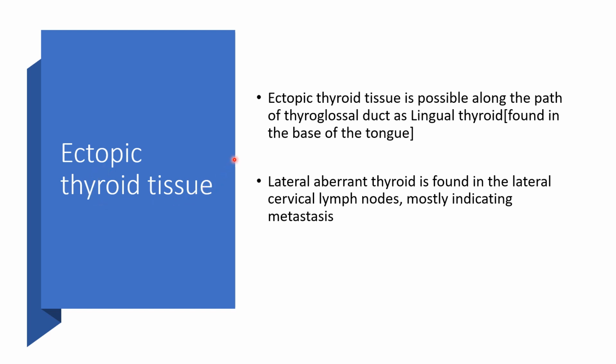Ectopic thyroid tissue. Ectopic thyroid tissue is possible along the path of the thyroglossal duct, as lingual thyroid found in the base of the tongue. Lateral aberrant thyroid is found in the lateral cervical lymph nodes, mostly indicating metastasis. Other ectopic thyroid sites will be discussed fully under hyperthyroidism.